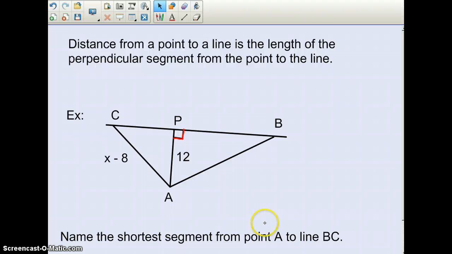Alright, so what type of problems are they going to ask us? Well, they're going to ask us to work problems such as this, that we're trying to find the shortest distance and write inequalities about the shortest distance. So as we hopefully know, the shortest distance from a point to a line is the length of the perpendicular segment from the point to the line.